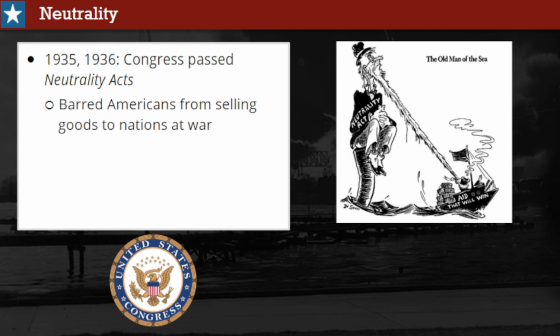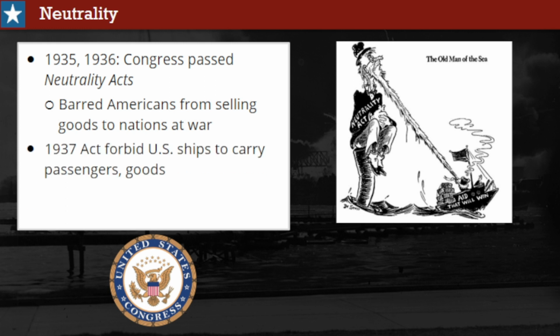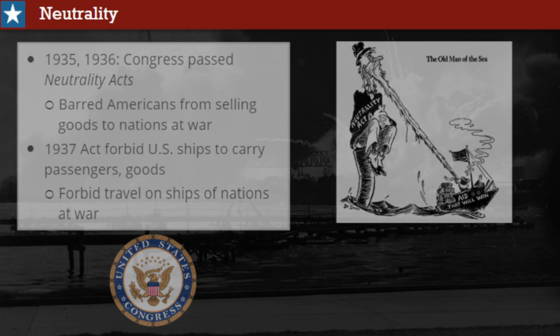These laws barred Americans from selling weapons or war materials to any other nations at war. They made no distinctions between nations. Great Britain and Nazi Germany, for example, were treated exactly the same. The Neutrality Act of 1937 took things even further. It forbade American ships to carry passengers or goods to nations at war, and it forbade U.S. citizens to travel on the ships of nations at war. These acts were designed to prevent the mistakes of World War I that had drawn America into war against Germany.